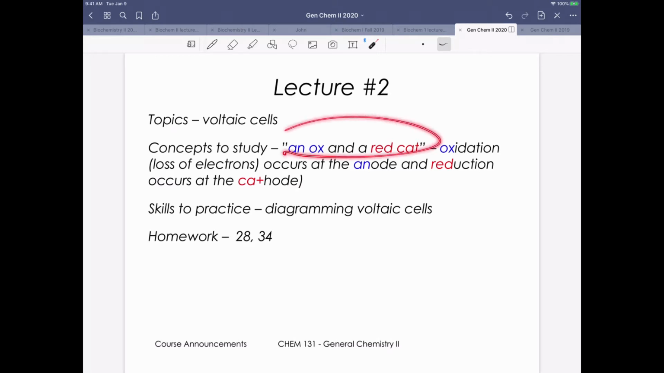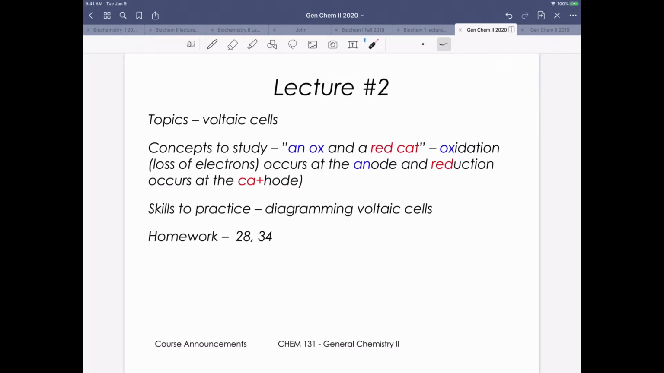So some things that'll help us, some mnemonics and so forth, are remembering the phrase an ox and a red cat. And that is going to tell us that the anode is where oxidation occurs, and reduction is going to occur at the cathode. And I've used a plus sign in place of the T here on the cathode because that also reminds us that the cathode is going to be positively charged.